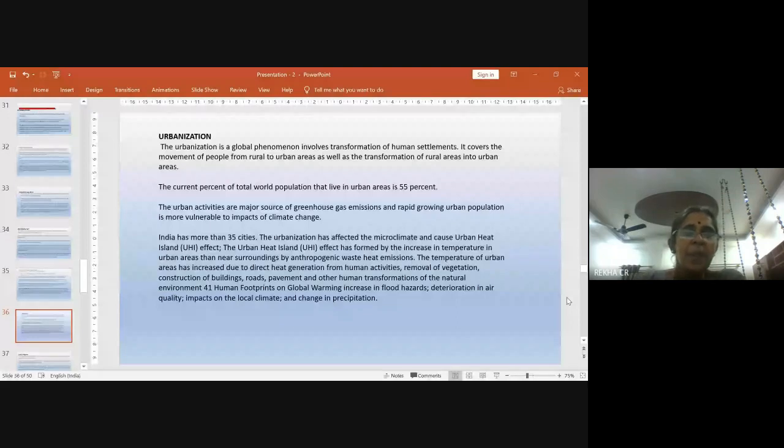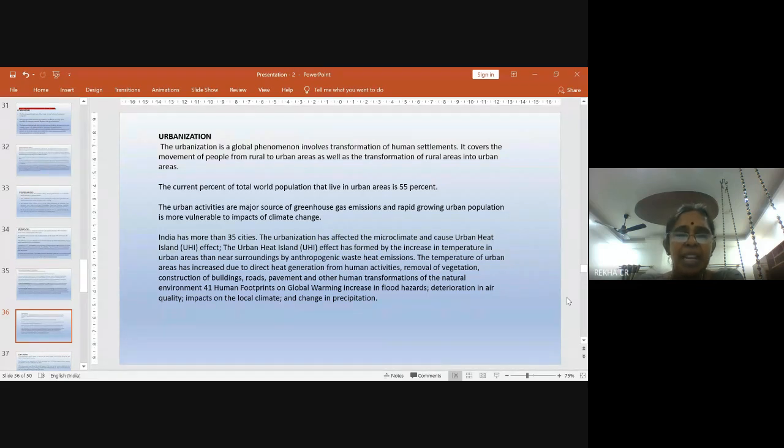So the next cause is urbanization. Urbanization is a global phenomenon where there is a transformation of human settlement. There is a migration of people from rural to urban areas, and also the transformation of rural areas into urban areas. The current percent of total world population that lives in urban areas is 55%. The urban activities are a major source of greenhouse gas emissions, and the rapidly growing urban population is more vulnerable to impacts of climate change.